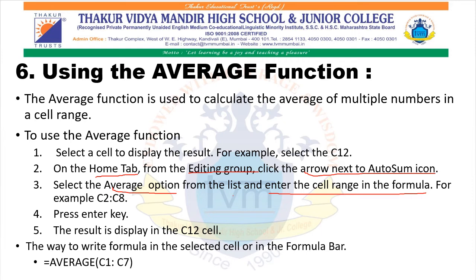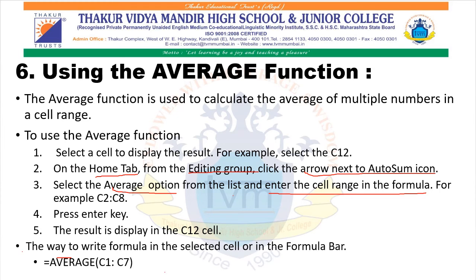The next formula we are going to understand is the average function. The average function will calculate the average of multiple numbers in the cells. That means it is going to calculate the sum of the numbers divided by the total count of numbers. It will add all the numbers together, and that sum will be divided by how many numbers there are in the selected cells. So you will get the average as the answer.